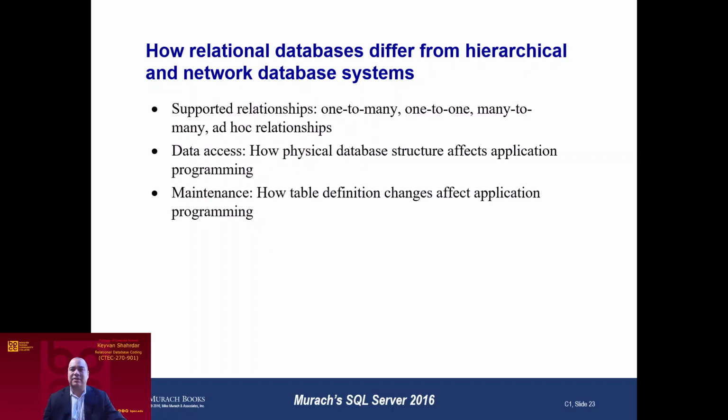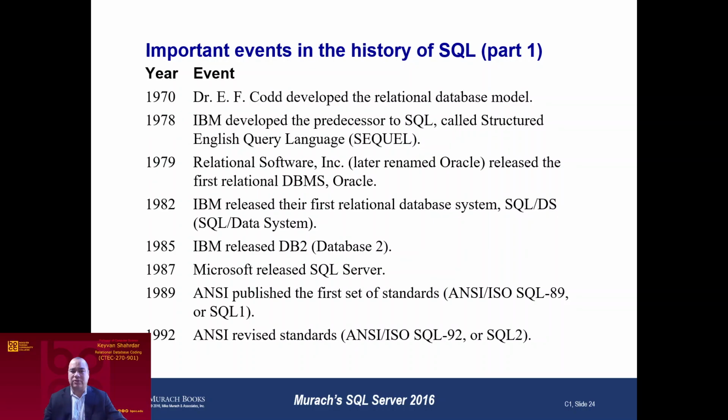How relational databases differ from hierarchical and network database systems. Supported relationships: one-to-many, one-to-one, many-to-many, and ad hoc relationships. Again, we'll go over this again. One-to-many means that you could have one table that could have many relationships. One-to-one means one-to-one relationship. Many-to-many means many-to-many. Again, we'll go over this as the semester goes on. We have data access, how physical database structure affects application programming, and maintenance, how table definition changes after application programming.